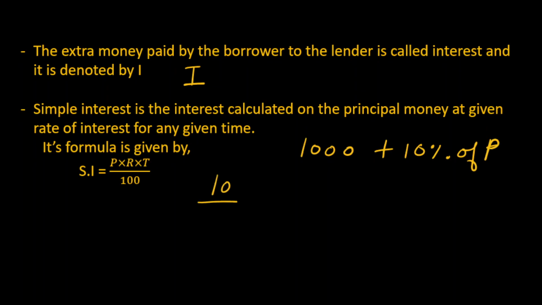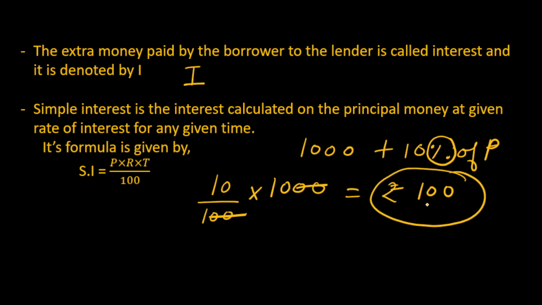If we solve 10% of principal, percent means, like in previous classes we have learned, we remove percent by dividing by 100. Of means multiplication. Principal amount here is 1,000. So two zeros and zeros we will cancel here. So 10% of 1,000 is 100. 10 into 10 is 100. That means after 1 year, when you have to pay this 1,000 back, you will have to pay 100 more.